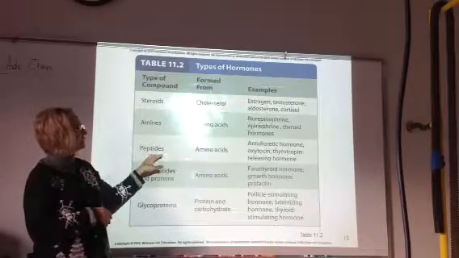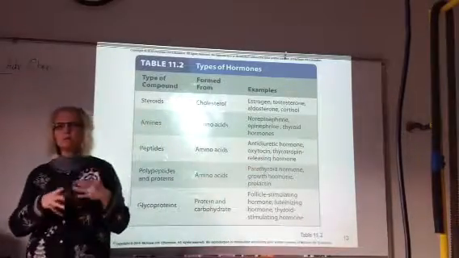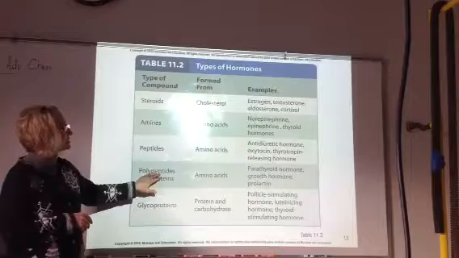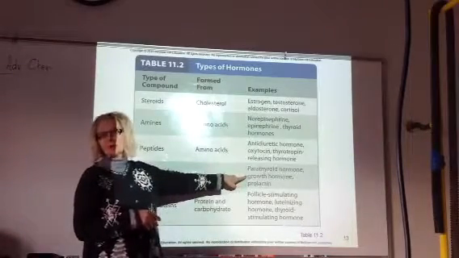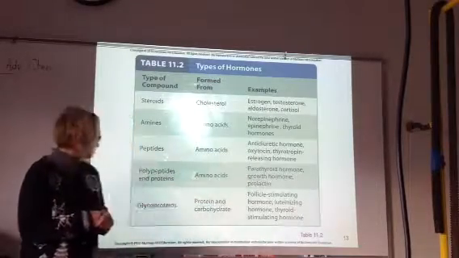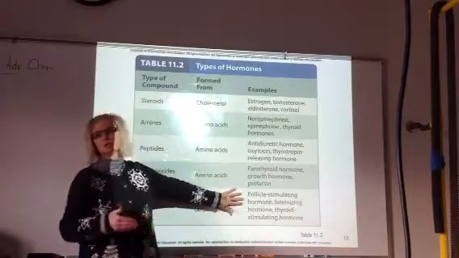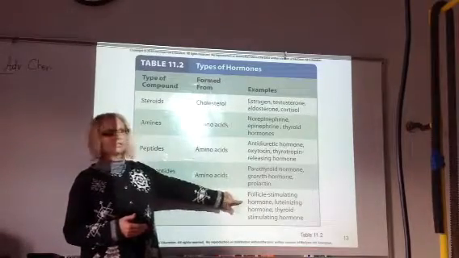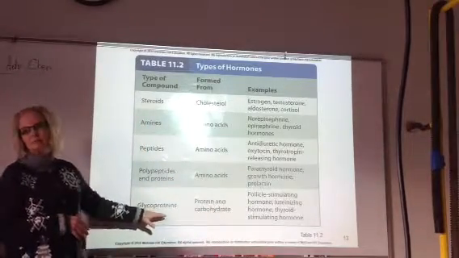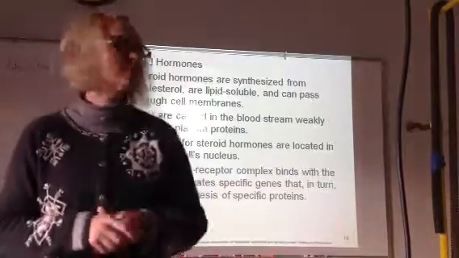Peptides come from amino acids. Oxytocin, you may have heard of. Antidiuretic hormone deals with water regulation. Proteins or polypeptides, which are long chains. Growth hormone is probably the most common one that you would have heard of. Prolactin deals with milk production. Glycoproteins, we talked about in biology, whether you remember this or not, FSH, follicle stimulating hormone, and LH, luteinizing hormone. Those are glycoproteins. So there are different examples or different groups of hormones.